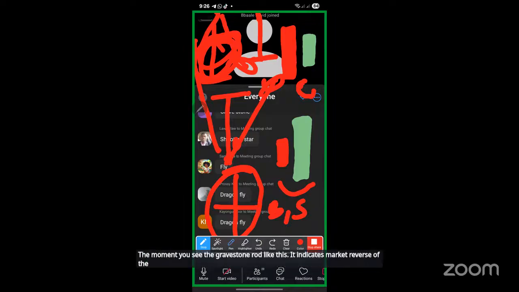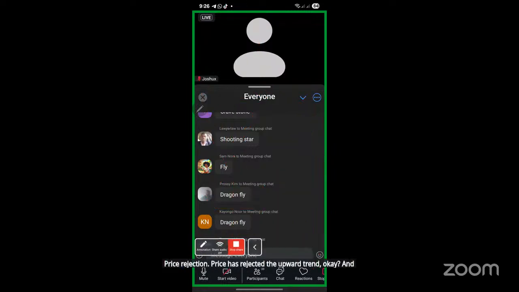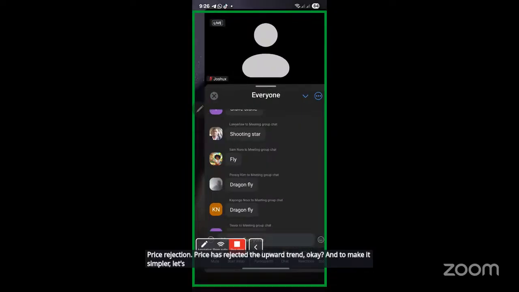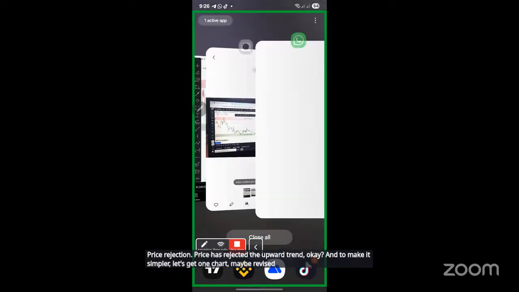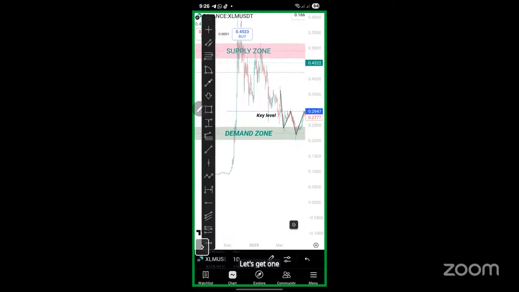Gravestone doji: a bearish reversal signal. The moment you see the gravestone doji like this, it indicates the market reversing downward. Price rejection: price has rejected the upward trend. And to make it simpler, let's get one chart and we revise from there.